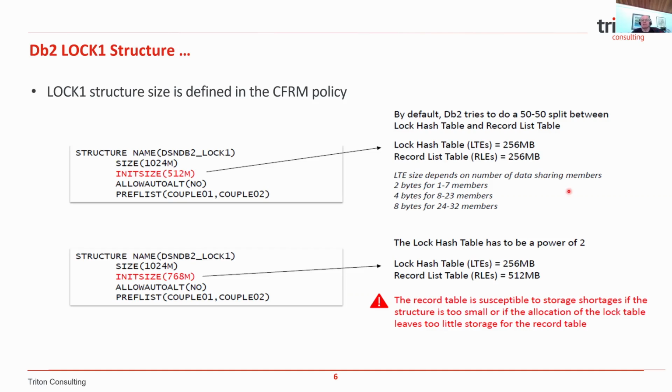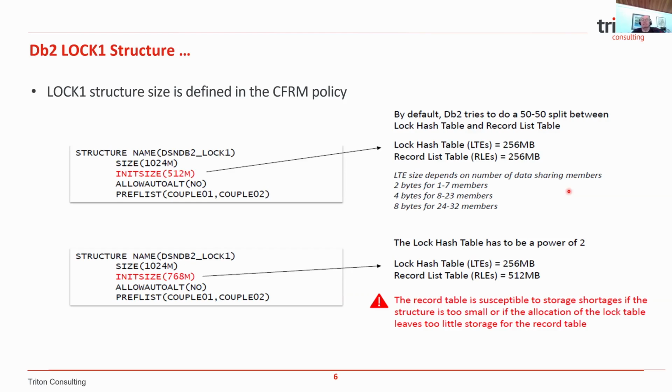But anyway, to go back to this, the lock one structure, as you've seen, has two parts. And in that first example, the init size is 512 meg. And what Db2, or should I say IRLM does, is try to create a 50-50 split. So in this case, it's very simple because 512 meg is a power of 2. So you end up with the lock hash table for the lock table entries at 256 meg and the record list table at 256. Now in the second example, the init size is not a power of 2.